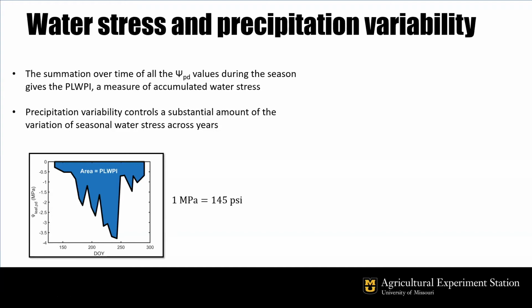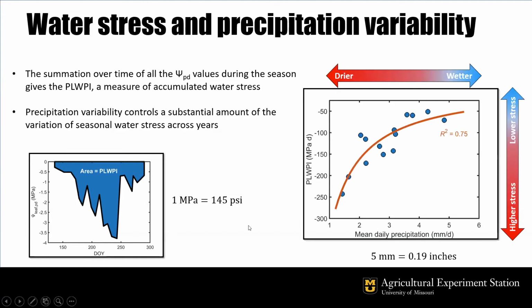And so this is giving us, again, an accumulated metric of water stress for that growing season. We can then take that PLW-PI and compare it to statistics that describe precipitation variability. So here I'm showing you that in terms of PLW-PI on our vertical axis related to mean daily precipitation rate here on our horizontal axis. Our horizontal axis spans from dry on the left to wet on the right, and our PLW-PI or stress axis spans from low stress at the top to high stress at the bottom.